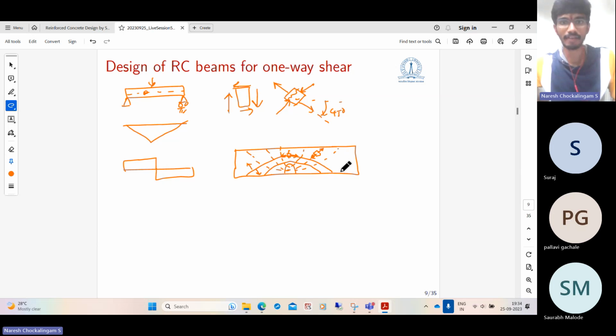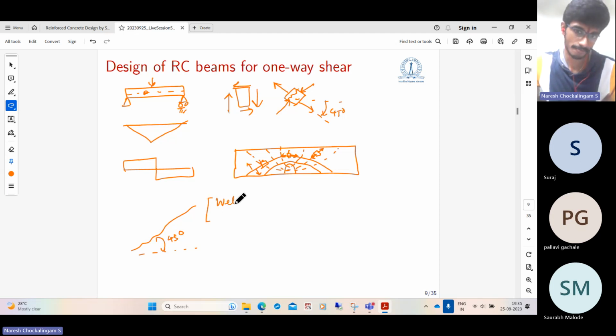And so if you take an element here, which is very close to the neutral axis, as we already expected, the principal compression trajectory or the crack line is oriented at 45 degrees to the global x-axis. Which means the crack at this point will be something like this, roughly 45 degrees with the horizontal. So when a beam cracks under shear, the crack lines will be roughly 45 degrees. So these are called web shear cracking or diagonal tension cracks.